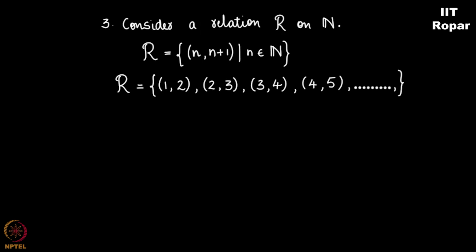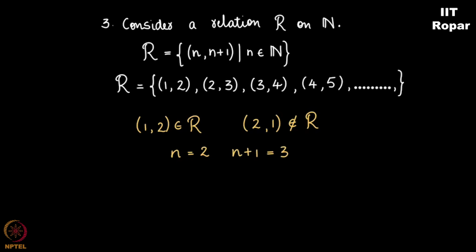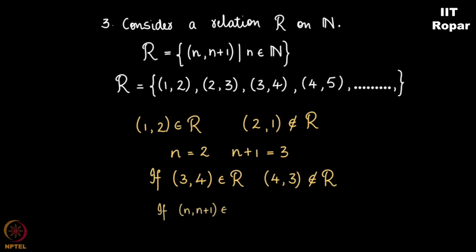Observe carefully, (1, 2) belongs to R, but definitely (2, 1) does not belong to R because if you consider n as 2, then you cannot have n plus 1 as 1. It should be 3 here and hence (2, 1) does not belong to R. If (3, 4) belongs to R, (4, 3) does not belong to R. You see, if (a, b) belongs to R, (b, a) does not belong to R, then the relation is said to be antisymmetric. Here, (n, n plus 1) belongs to R and (n plus 1, n) does not belong to R and hence this relation is antisymmetric.